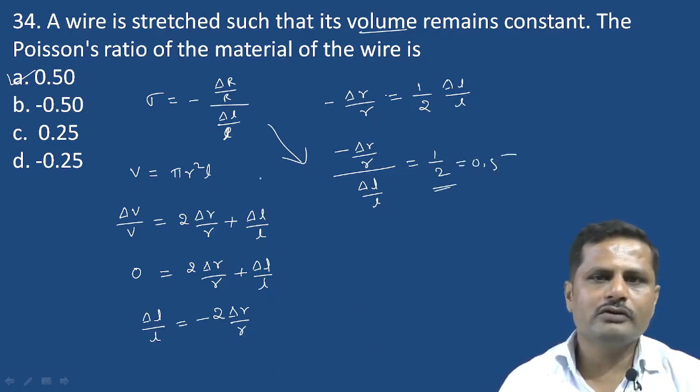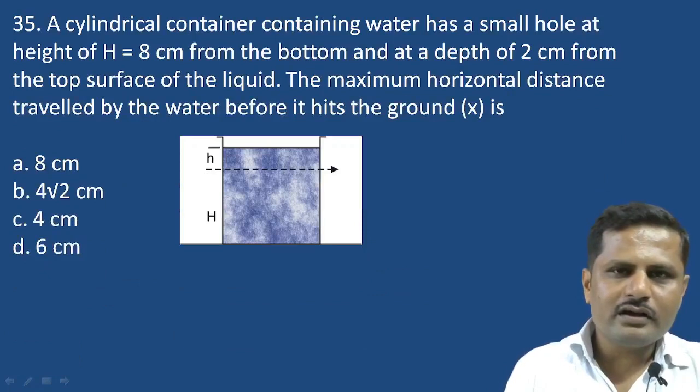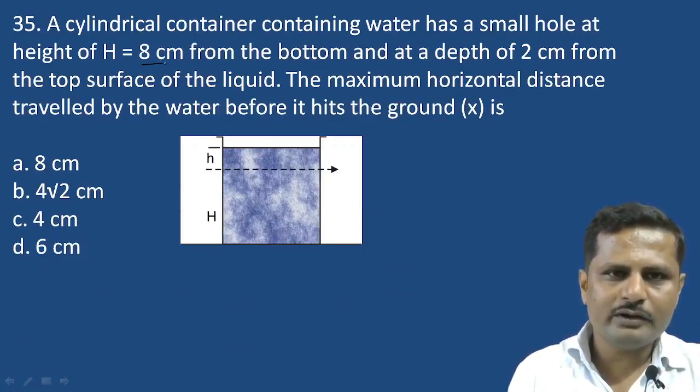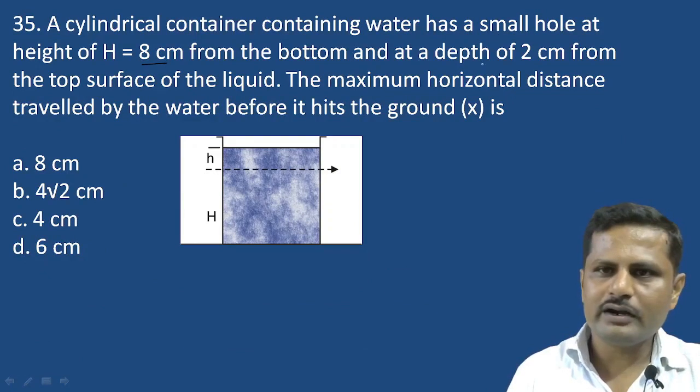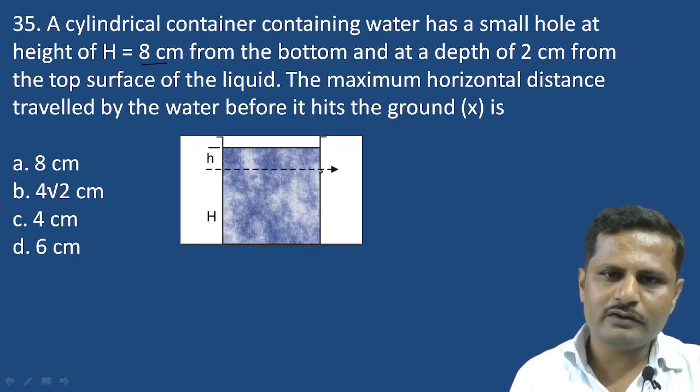So moving to the next question: a cylindrical container containing water has a small hole at a height of h equals 8 centimeter from the bottom and at a depth of 2 centimeter from the top surface of the liquid. The maximum horizontal distance traveled by the water before it hits the ground is... So we need to find the maximum horizontal distance traveled by the water before it hits the surface. Let me consider that as x.